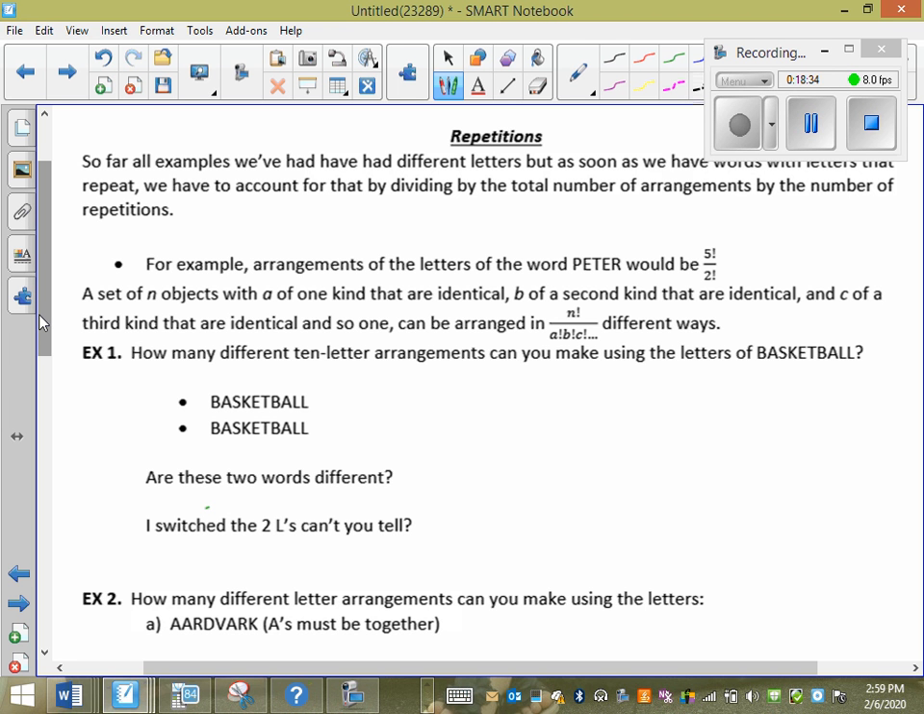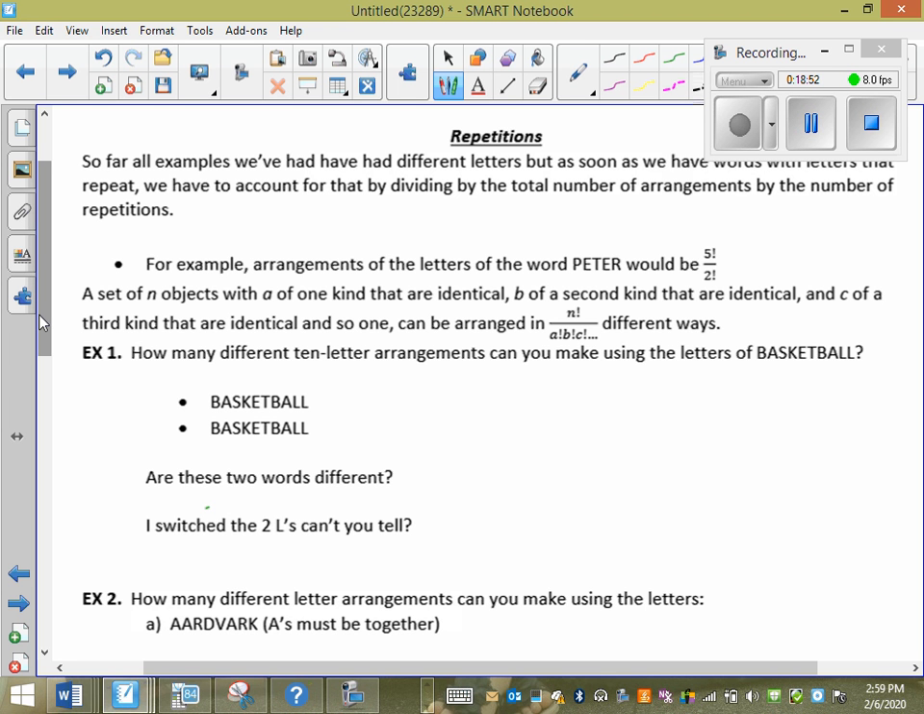There's no 2 O's at the end. They're the same word. We agree? Yes, they are. Okay. I switched the 2 L's. Can you tell I switched the 2 L's? No, because I am super stealth. Boom, boom. L's are gone. You can't tell. No, they're not. So you can't tell the difference.